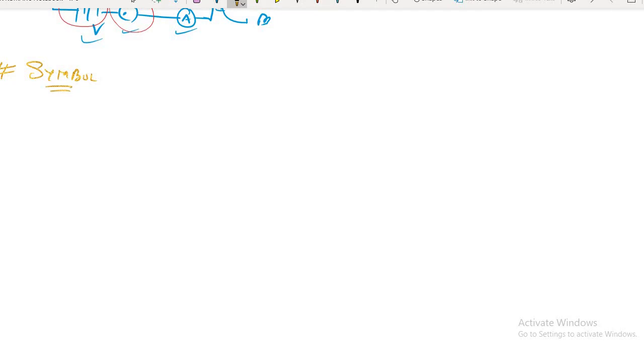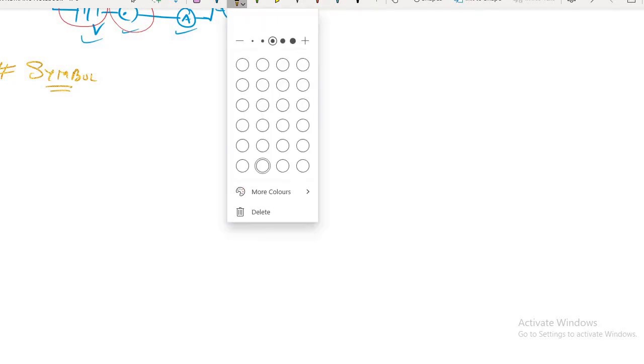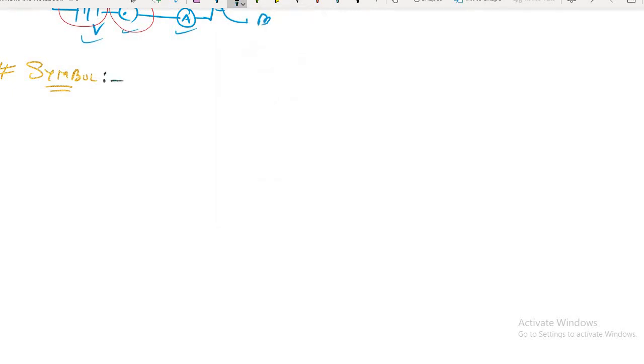Symbol. And this color is not good. Let me choose something different. So this is the thing. We have to study about symbols. Now I will draw a few symbols here, and you will tell me, if you know, what those things are.